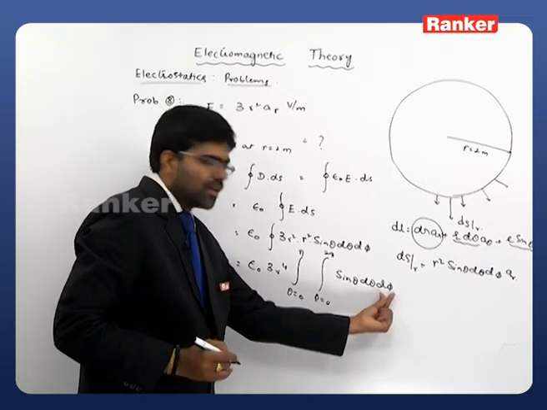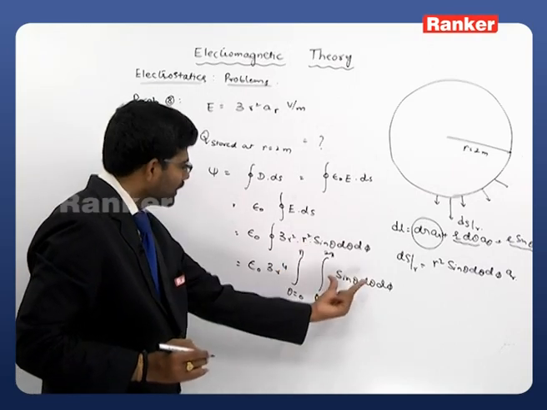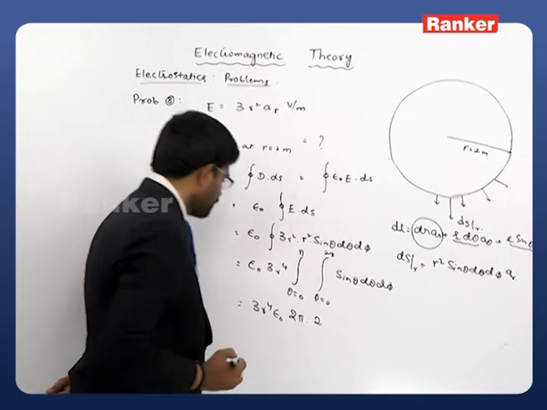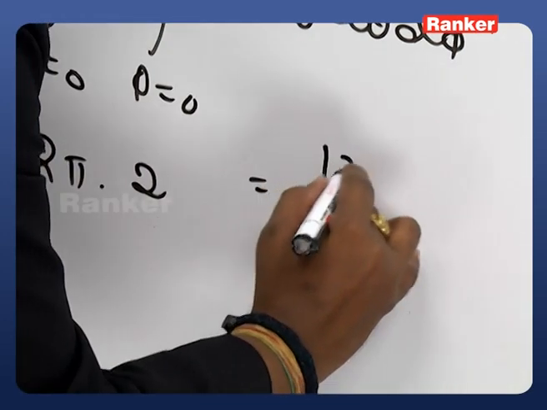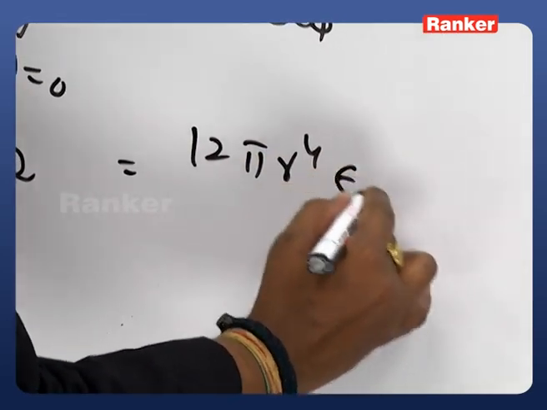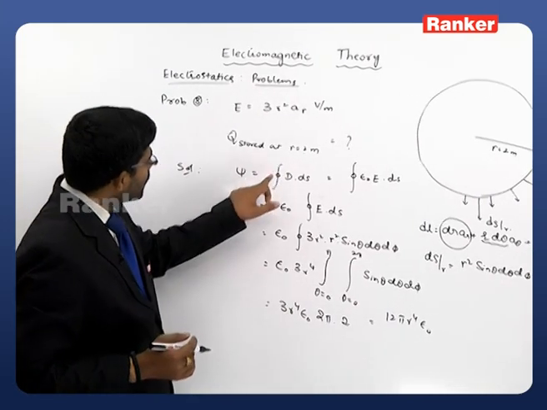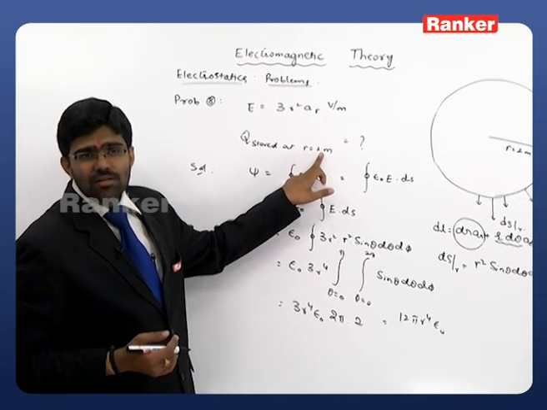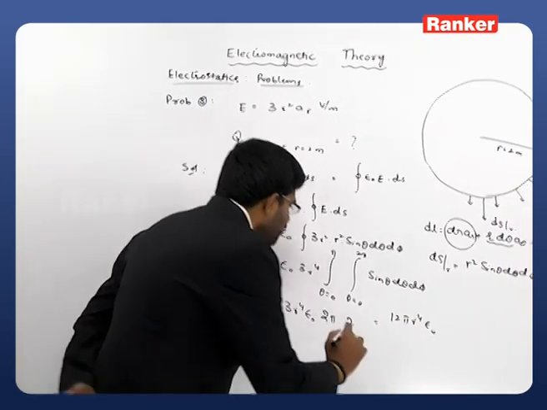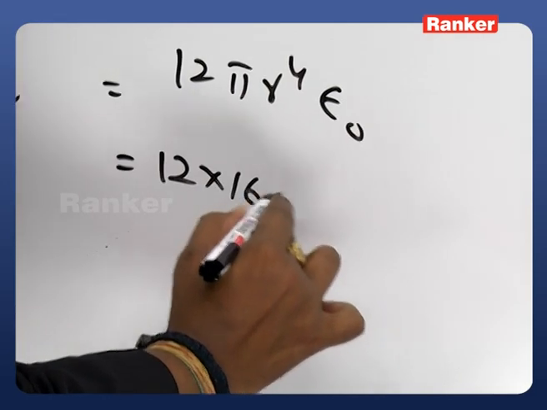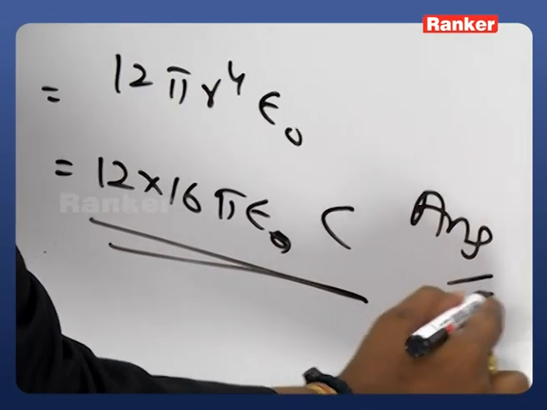If you take integration of d phi, what we get is 2 pi, and if you take integration with respect to theta, that is sin theta d theta, what we get is 2. Now simplify this one. So what we get is simply 12 pi r power 4 epsilon naught. Now at which location do we require the electric field intensity? At r equal to 2 meter. So for a fixed value of r equal to 2 meter, what we get is 12 into 16 pi epsilon naught coulomb. So this is the answer we require.